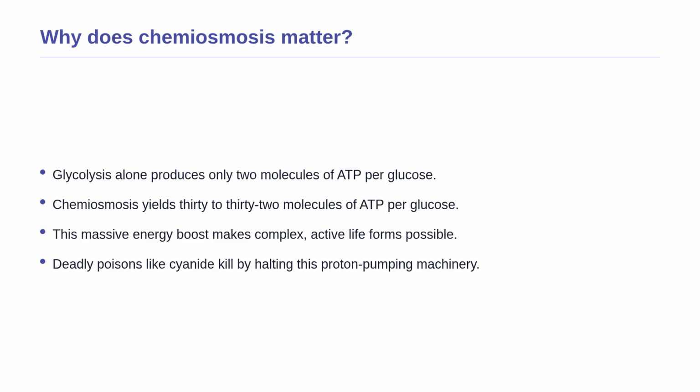However, by utilizing the chemiosmotic mechanism in our mitochondria, that same single molecule of glucose yields around 30 to 32 molecules of ATP. This massive boost in energy production is what makes complex life forms like humans possible. Furthermore, understanding this process explains how deadly poisons like cyanide work, as they kill precisely by halting this vital proton-pumping machinery.